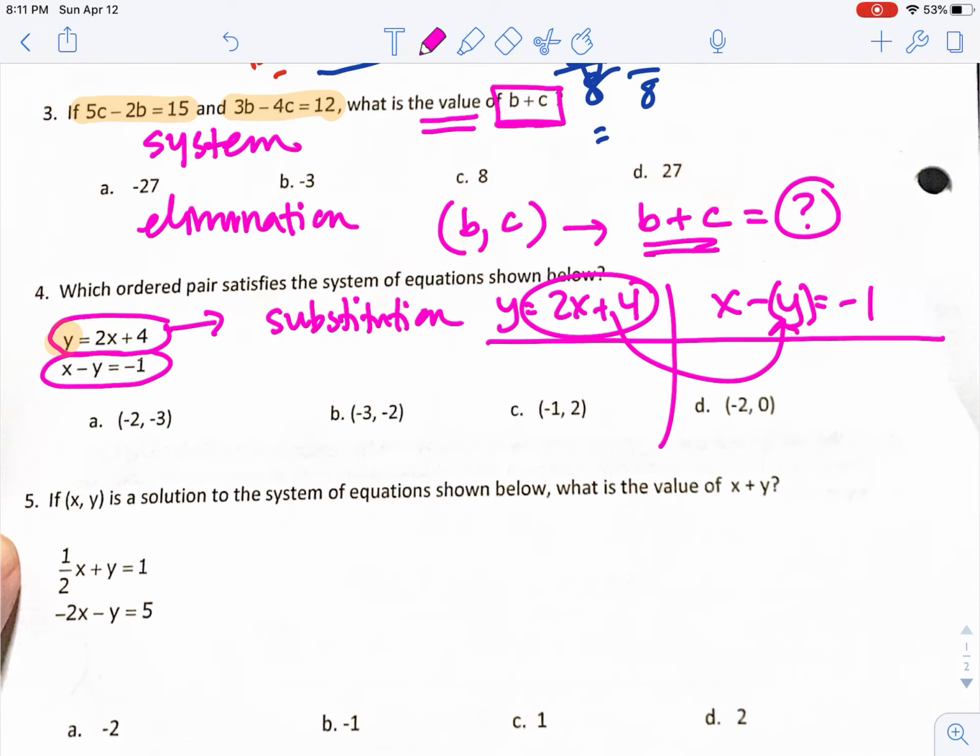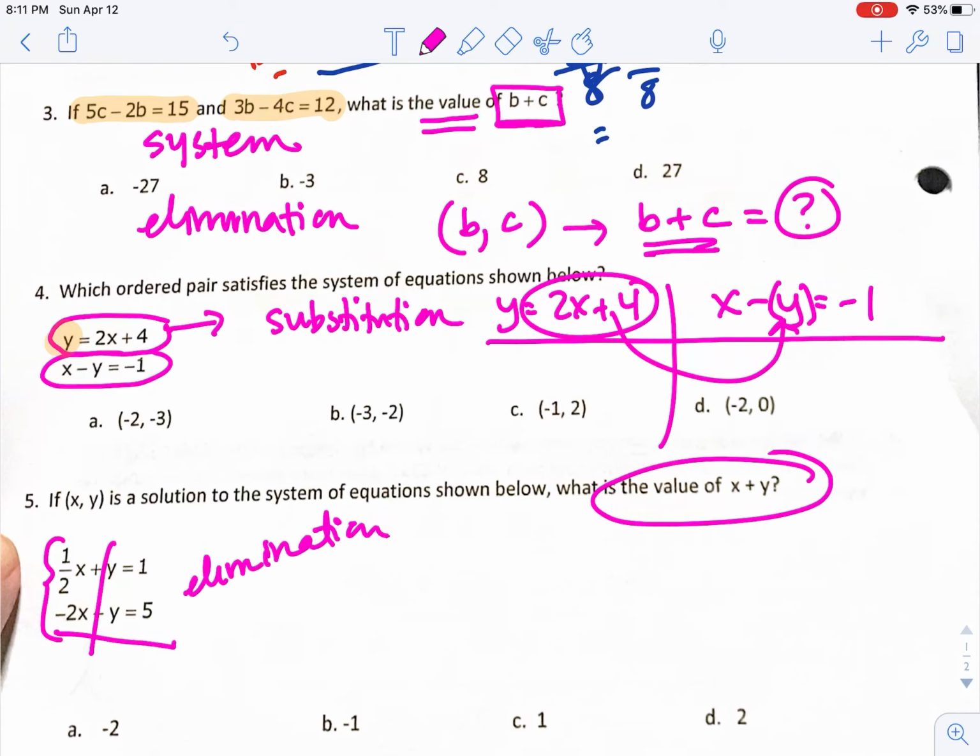For question 5, same idea. You've got a system of equations. This one's pretty easy because look, your y's cancel right away. So I would definitely do elimination. But then look, it's not asking for x or y, it's asking what is the value of x plus y. So again, once you find your x and your y, take those two numbers and add them together to get your final answer.